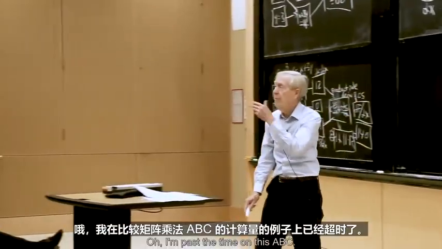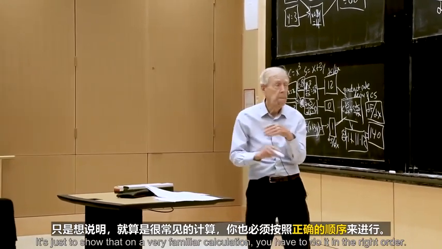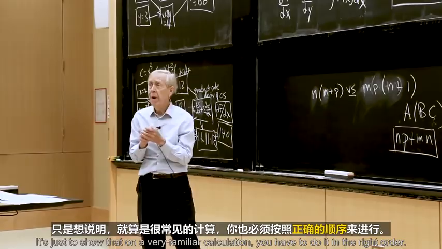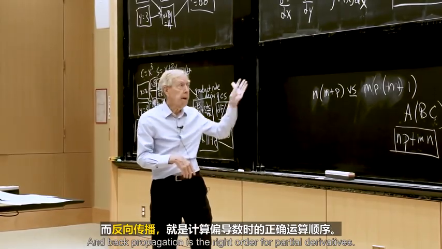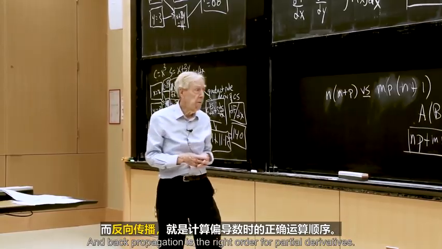Okay, thanks. So I've passed the time on this ABC. It's just to show that on a very familiar calculation, you have to do it in the right order. And backpropagation is the right order for partial derivatives.